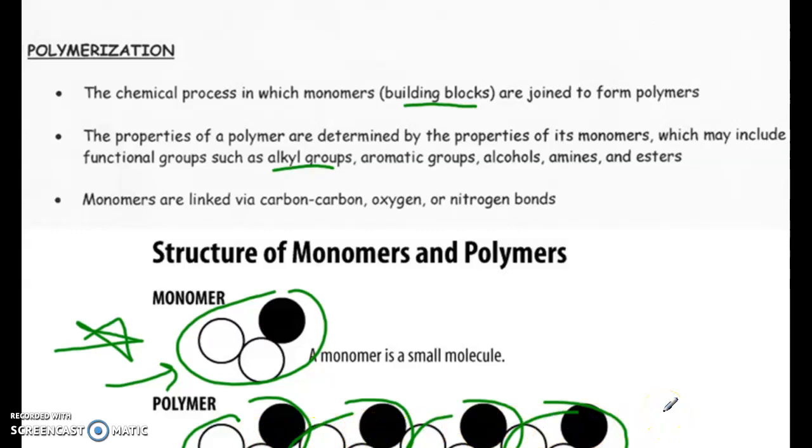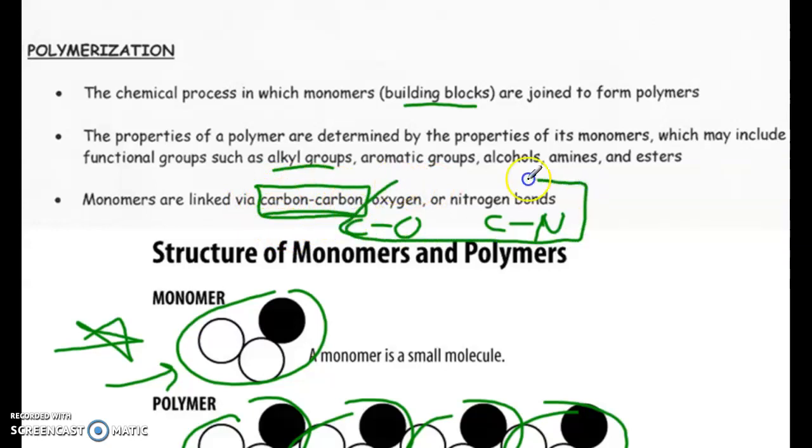Okay, now how do these monomers link up to each other to make this polymer? There are only 3 types of bonding links. A carbon can link with a carbon, so you have a carbon-carbon link. You can have a carbon-oxygen link, or you can have a carbon-nitrogen link. The one we're going to focus on today, addition polymers, are all carbon-carbon links. These 2 types of linkages are known as condensation polymers, and we will look at those in the next lesson.